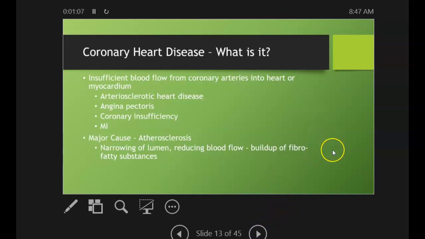So what is it? The major cause of coronary heart disease is atherosclerosis, or a narrowing of the lumen of the coronary arteries, and because of that narrowing of the artery, of course blood flow volume is diminished. So narrowing of the lumen is caused by fibro-fatty deposits that build up along the lining of the inside of the vessel. They contain lipids and cholesterol. And the deposits thicken with time, and they eventually can completely occlude the vessel.